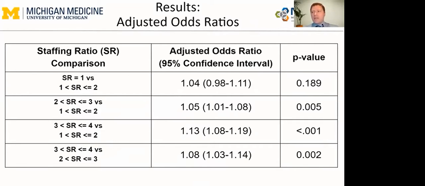This table shows the adjusted odds ratios for each staffing ratio group. Odds ratios greater than 1 mean higher odds for a morbidity mortality composite outcome as compared to the 1 to 2 reference group. From this table, you can see that while the staffing ratio equals 1 versus 1 to 2 is not significant, the bottom 3 comparisons are.